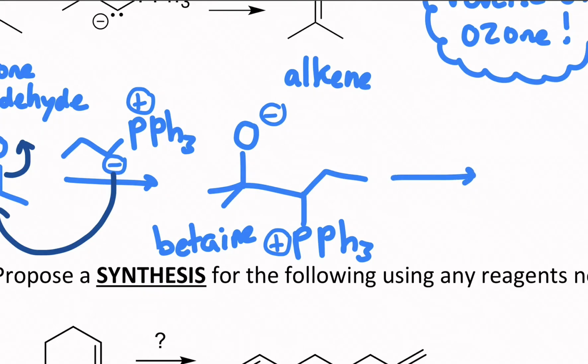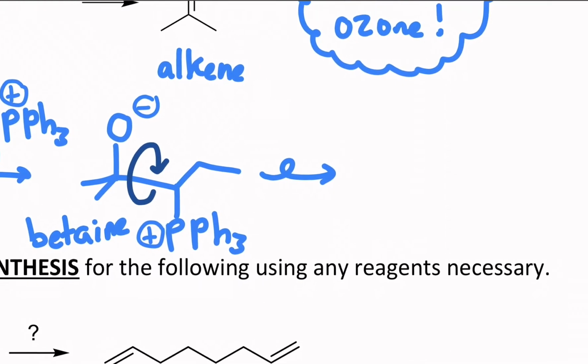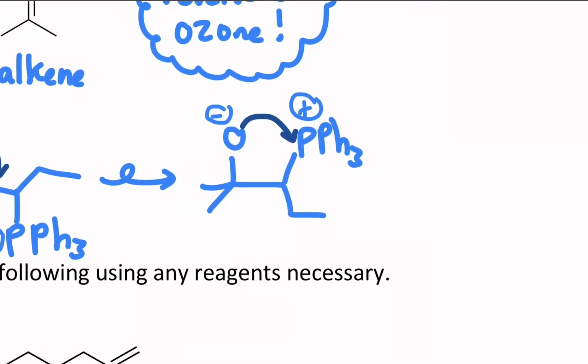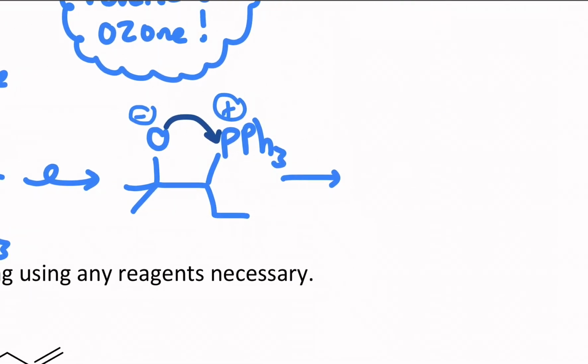This doesn't hang around very long. It actually just rotates around that carbon-carbon bond. In fact, this is not even a transformation. We're just going to redraw it. It looks like that structure first because the positively charged phosphorus wants to be pointed away from this negatively charged oxygen. But once you have this, you can hopefully see how these two things will react with each other, and you get a four-membered ring.